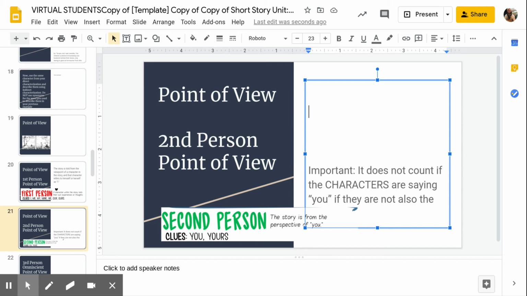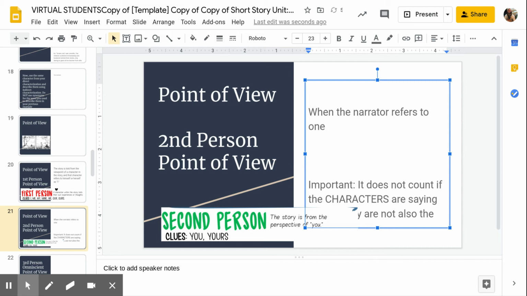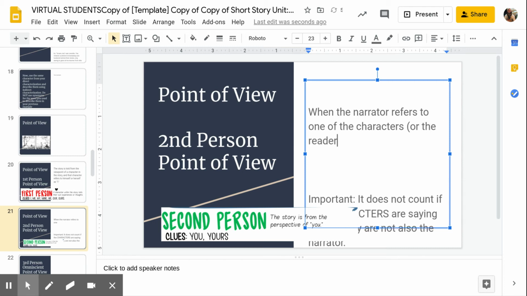So, second person point of view. Sorry, I'm having to go back to my notes because I have all these written down. Second person is when the narrator refers to one of the characters or the reader as you.